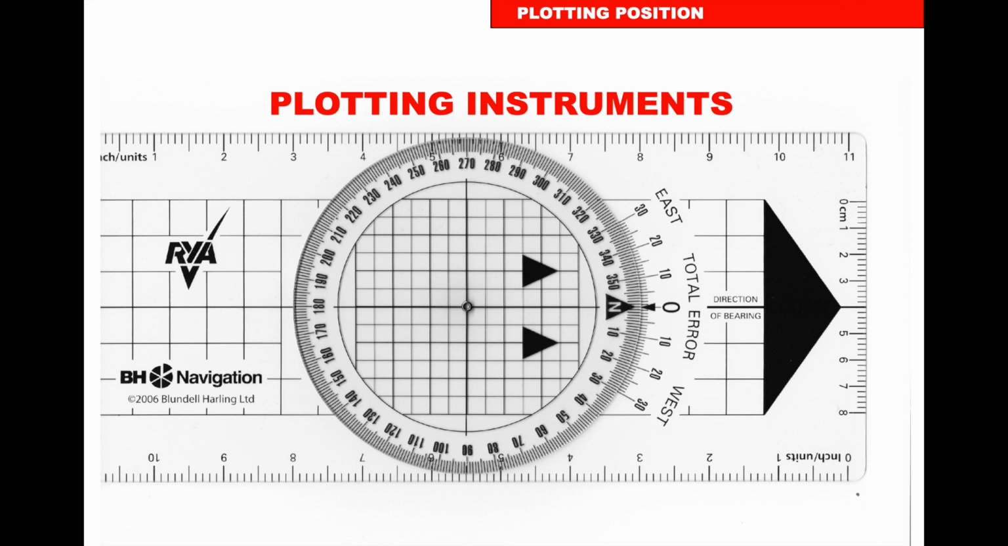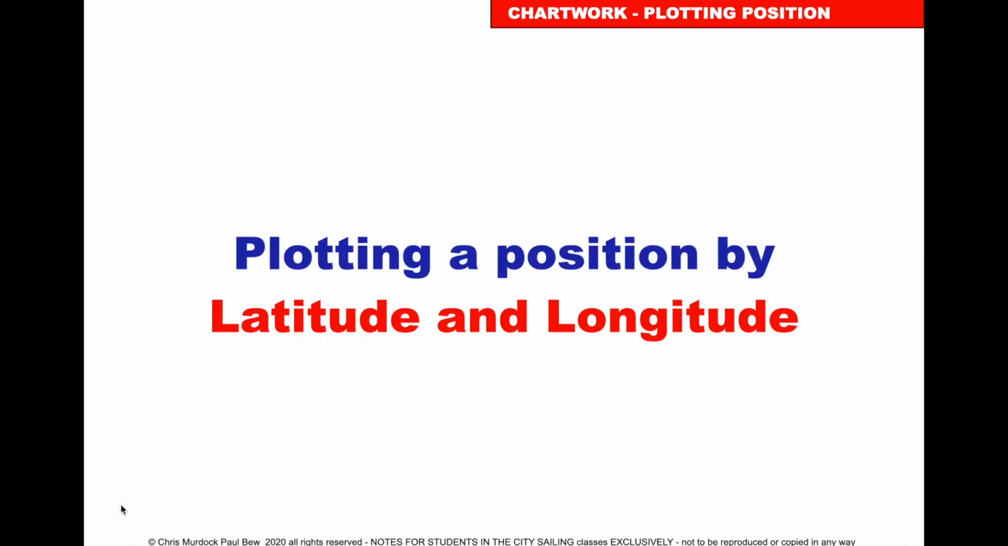You will have a plotter. This is a Breton plotter. An oblong piece of plastic with a big arrow at one end and a rotational disc in the middle with the numbers between 0 and 360 degrees and small arrows in the middle, and we'll talk about this in a minute. So we need to plot a position by latitude and longitude. We'll get our latitude and longitude from our GPS set, and we want to plot that on a chart to see where we are.